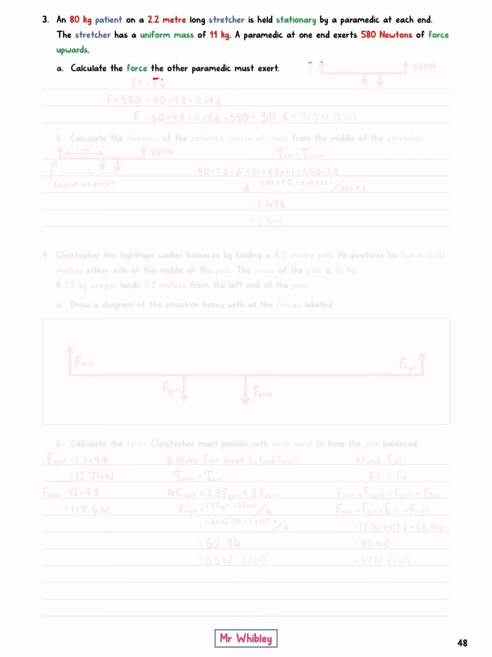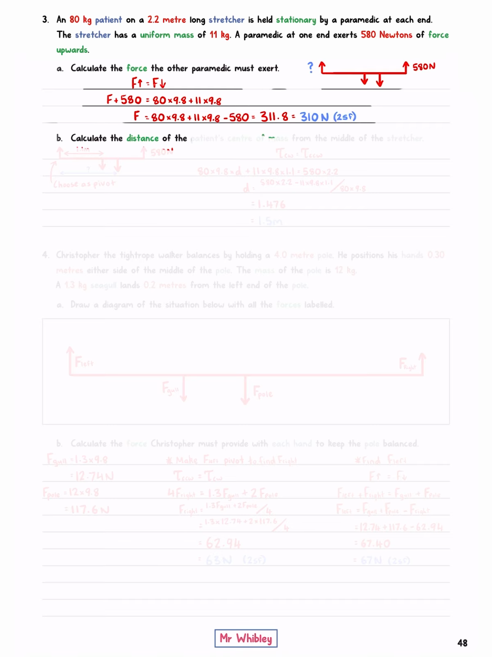We're told that the stretcher is stationary, which means that it must be in equilibrium. That means we can make the statement that the up forces equal the down forces, where our upwards forces are the force from the paramedic that we're trying to find, plus the 580 newton force from the other paramedic. Our downwards forces are the weight forces of our patient and our stretcher. Solving this for our force by subtracting 580 from both sides gives us 311.8 or 310 newtons to two significant figures.